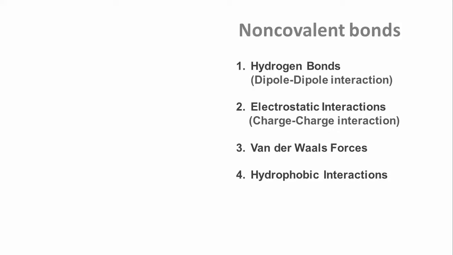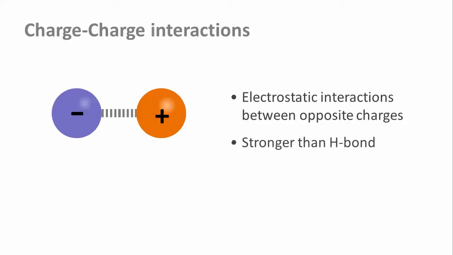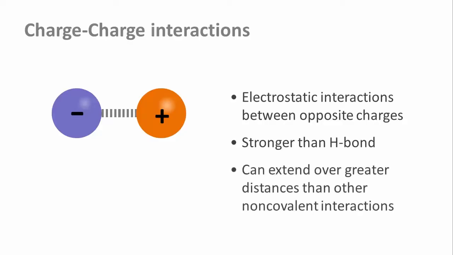Biomolecules are sometimes not just polar, but fully ionized. Electrostatic interactions between molecules or groups with opposite charge can be quite strong, potentially the strongest non-covalent interactions. These charge-charge interactions also have a longer reach and don't depend on molecular geometry in the way that hydrogen bonds do.